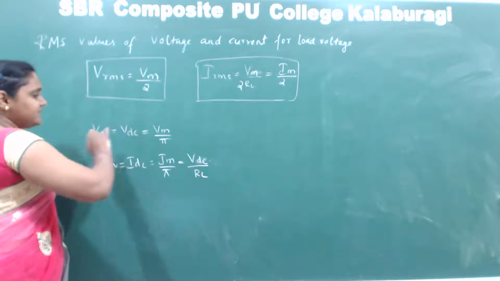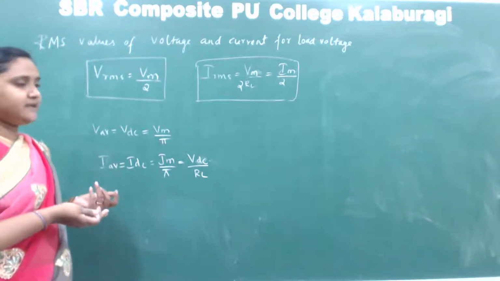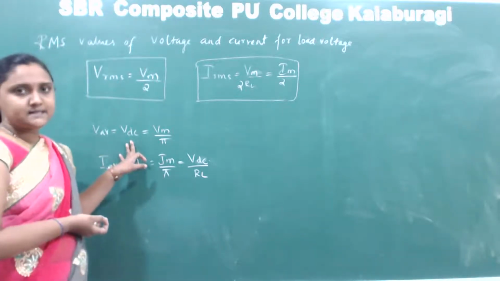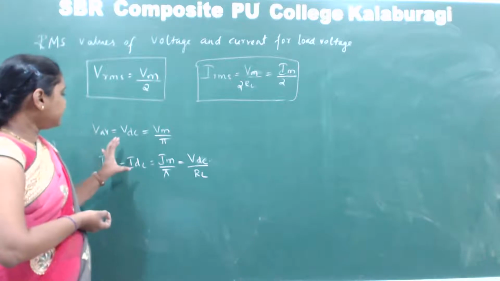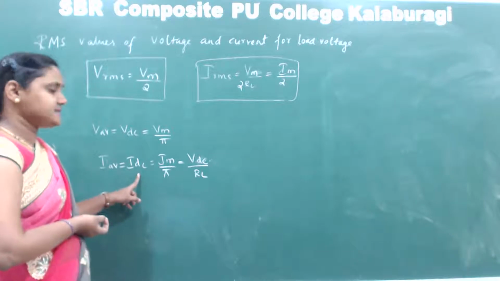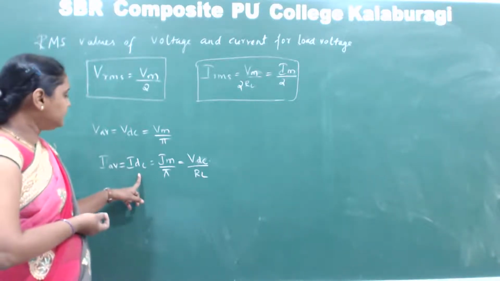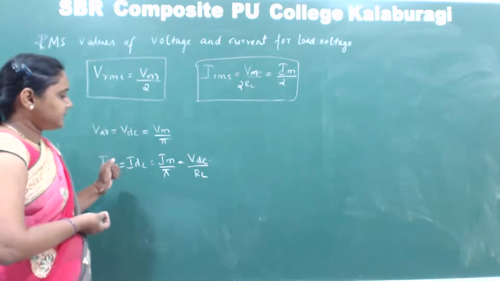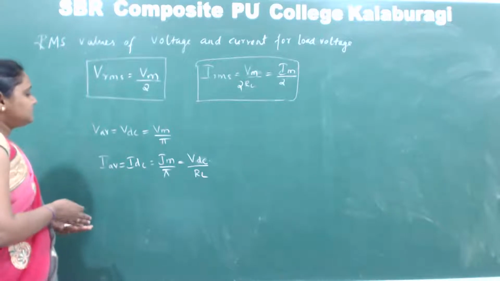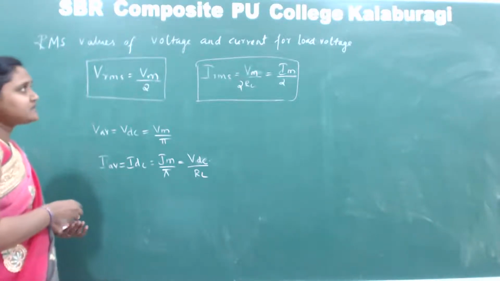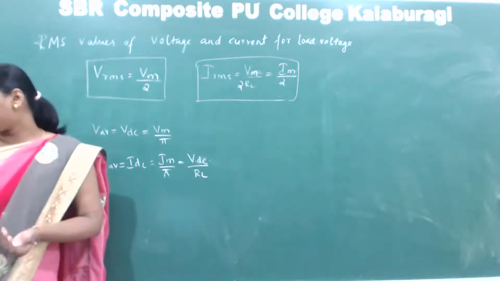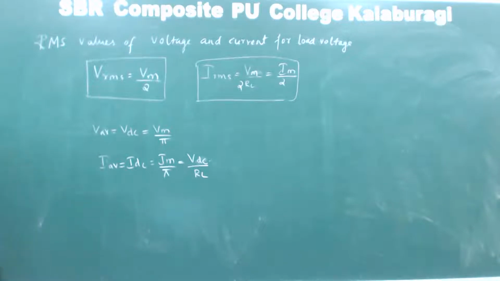Why are we considering it to be VDC? Because it is the converted form of the AC signal into the pulsating form of DC. So now we can call this a DC signal, and the average values of voltage and current for DC values we write as VDC and IDC. So this is about the RMS values of voltage and current for the load voltage of the half wave rectifier.